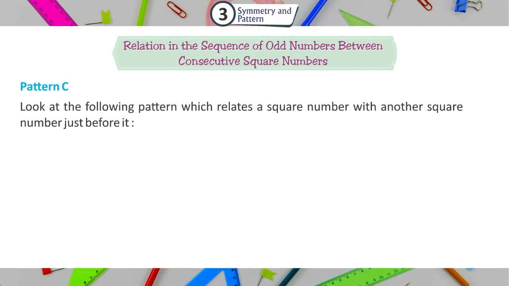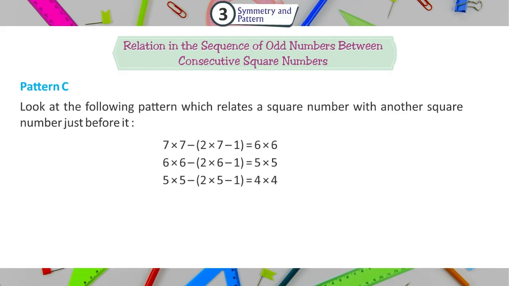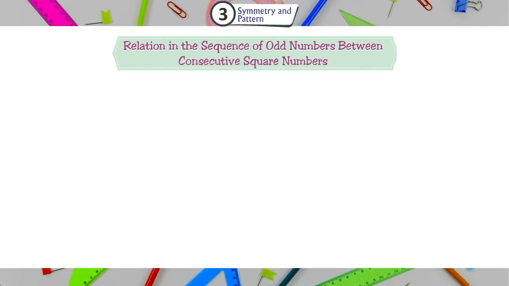Pattern C. Look at the following pattern which relates a square number with another square number just before it. 7 into 7 minus 2 into 7 minus 1 is equal to 6 into 6. 6 into 6 minus 2 into 6 minus 1 is equal to 5 into 5. 5 into 5 minus 2 into 5 minus 1 is equal to 4 into 4. Can you extend this pattern further?